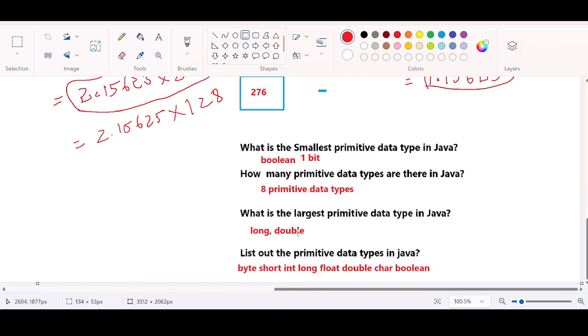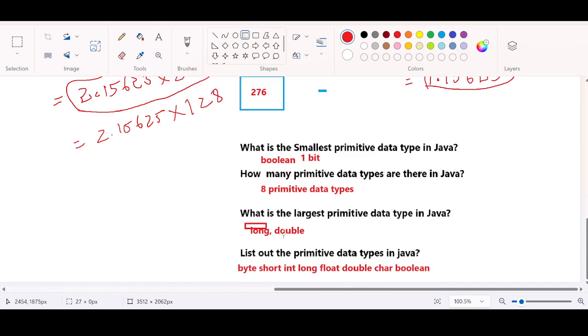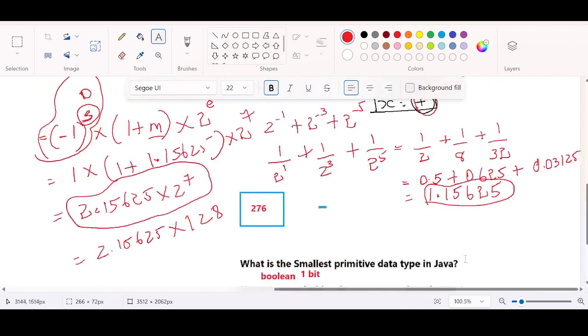And also, you should ask the follow-up question. What is the largest primitive data type in Java? You should ask them, are you talking about the size? When you talk about the size, long will come into the picture as well as double. Both answers are correct when you talk about size. But there is something like a promotion chart. This is very, very important.